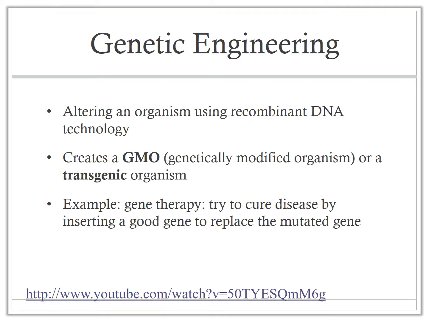This leads into genetic engineering, which is the altering of an organism using recombinant DNA technology. The term GMO, genetically modified organism, is a synonym for transgenic organism, which we learned before. Basically, a GMO, a transgenic organism, is an organism that has recombinant DNA added into its genome from another species or another individual. An example of this is gene therapy, which we'll look at a couple slides later: trying to cure disease by inserting a good gene to replace the mutated one.